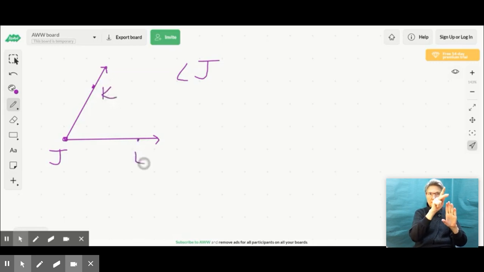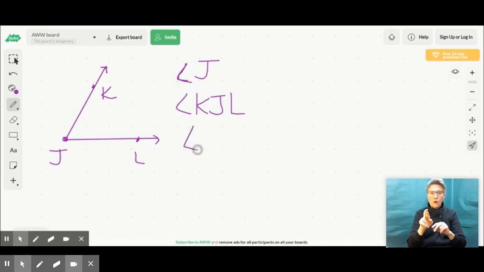we'll do JKL. So if I had some more points identified on my line, I could also name it with those points. So I could call this angle, angle J by the vertex. I could call it angle KJL, or I could call it angle LJK. All of those are acceptable names for my angle.